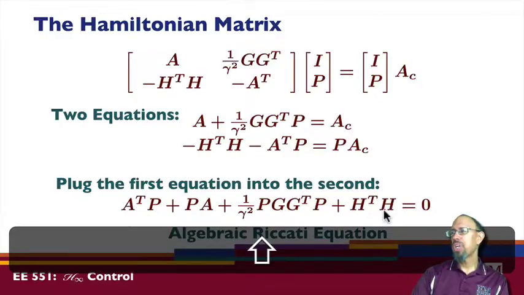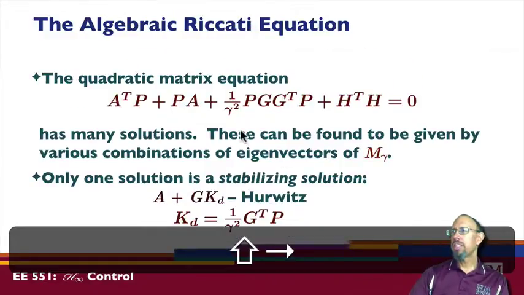Well, it turns out this equation has a particular name. It's called an algebraic Riccati equation, named after Count Riccati. Algebraic Riccati equations appear a lot in optimal control, so we will see them a lot in EE552. Notice that as an equation, it's similar to the Lyapunov equation. In fact, it's similar to the observability Gramian, but it has this extra term, which is quadratic in P. That is, it has P multiplying by itself in there. So basically, this quadratic matrix equation has many solutions, and these can be found to be given by various combinations of eigenvectors of M_gamma. Now we have chosen a particular solution called the stabilizing solution.